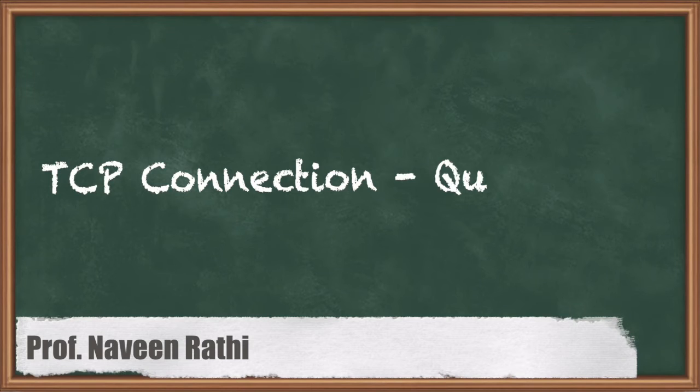Hello students, this is question number 1 on TCP connection. This is a previous year GATE question. This question is mainly about the acknowledgement number, and we know acknowledgement number is the number of the next byte expected by the receiver. Let's see the question.